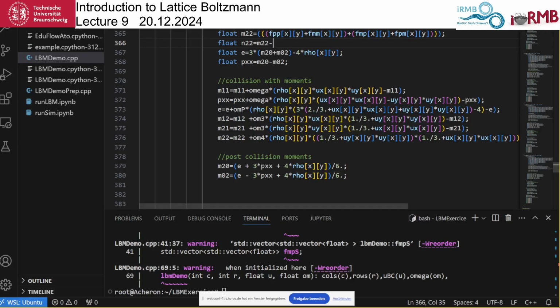So what is the contribution of the second moment? Maybe we'll do this in Mathematica first.